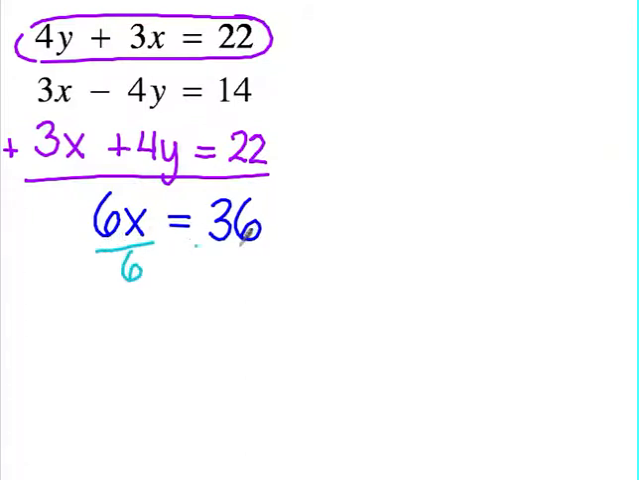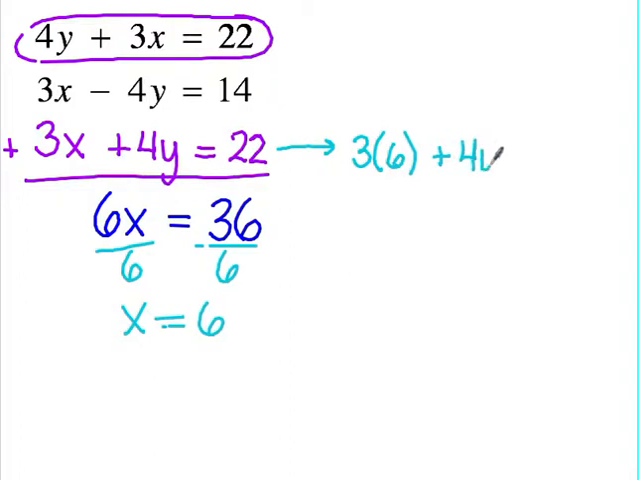So now what do I do? Divide by 6, so x equals 6. So now I'm going to go ahead and plug 6 in. It doesn't matter which one. I could plug it into the top one or the bottom one. So I could do 3 times 6 here, plus 4y equals 22. So 3 times 6 is?